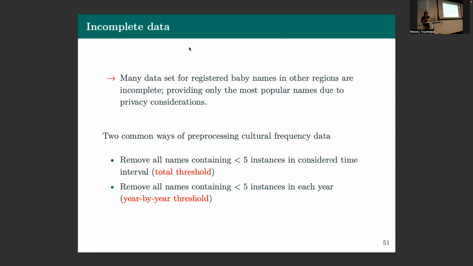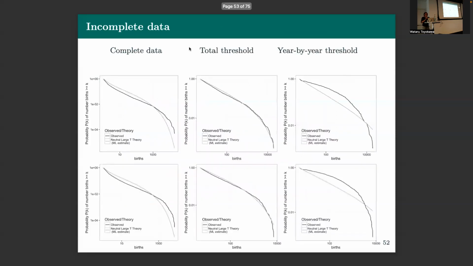Or you remove all names containing less than 5 instances in each year. Whatever is done depends a little bit on what the statistic bureau has decided to do. But these were the two main ways of making the data incomplete. Now we ask, does it make a difference to our inferential analysis? And the result is, it does.